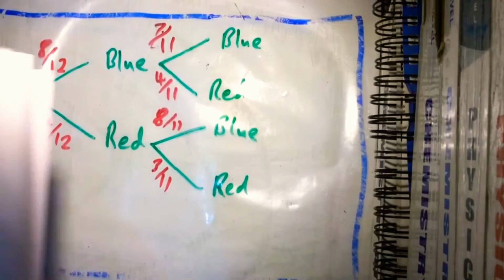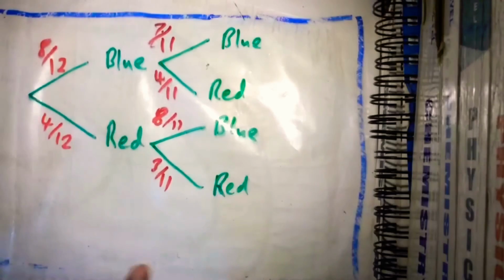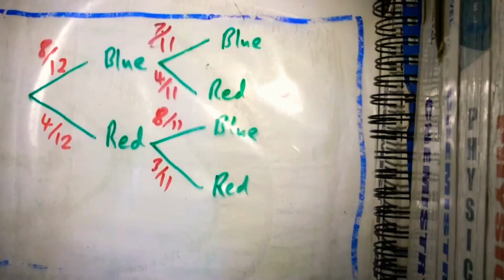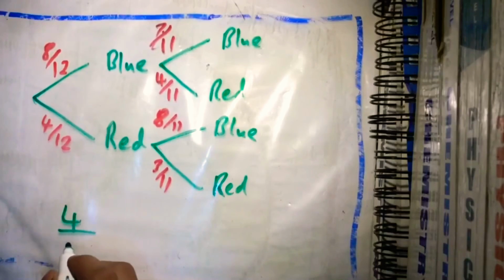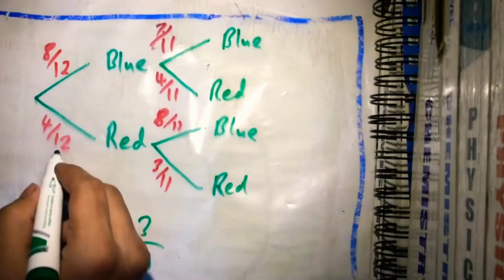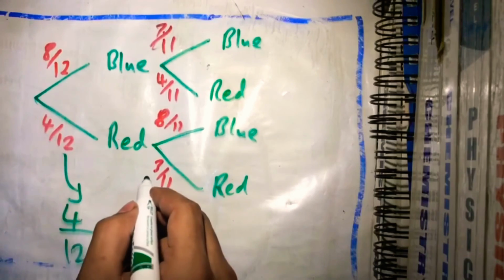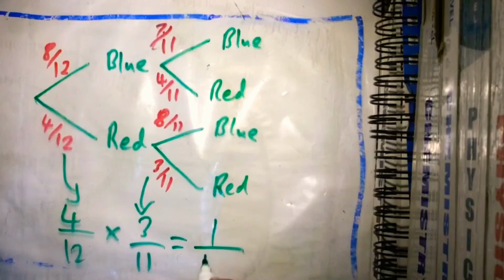Now the next part is expressing each of your answers as a fraction in its lowest term. Calculate the probability that both discs are red. For both discs to be red, the probability is 4 upon 12 into 3 upon 11. This is equal to 1 upon 11.